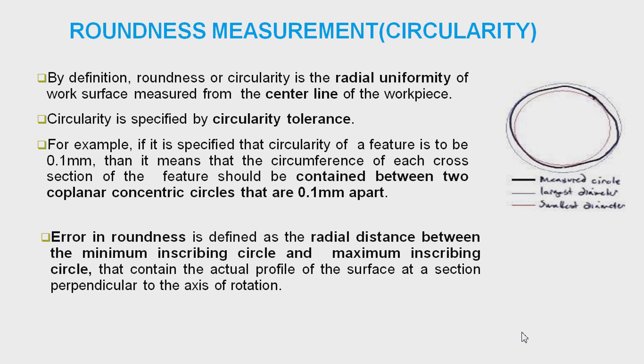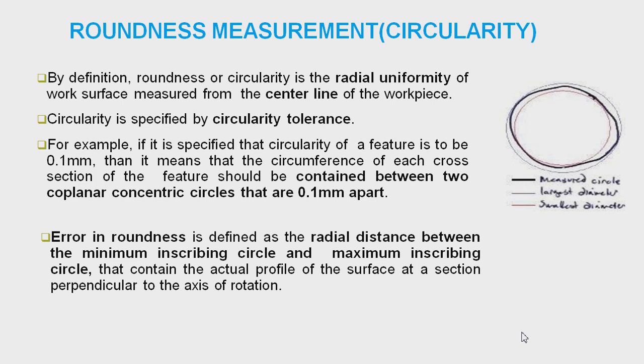The next in this series of form measurement is roundness measurement. Roundness is also known as circularity. By definition, roundness or circularity is the radial uniformity of the work surface, which is measured from the center line of the workpiece. It conforms to the definition of the circle. What is a circle? A circle is a locus of a fixed point moving at a fixed distance. It is called the radius.